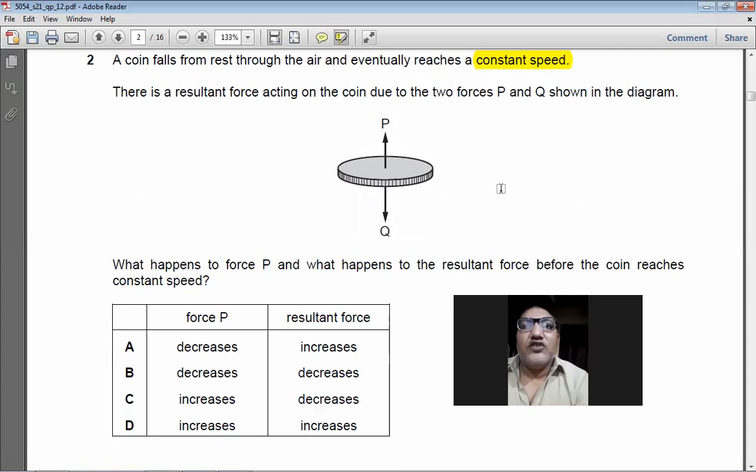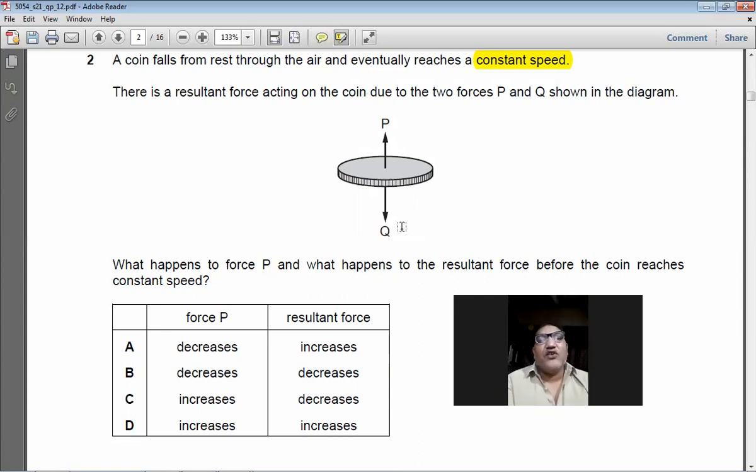What happens to the force P, and what happens to the resultant force before the coin reaches the constant speed? Force Q is the weight of the coin, and P is air resistance. As the coin falls at the start, the value of P is 0. During the fall, Q does not change, the weight of the coin does not change. But as the body falls, its speed increases, so the air resistance P gradually increases.